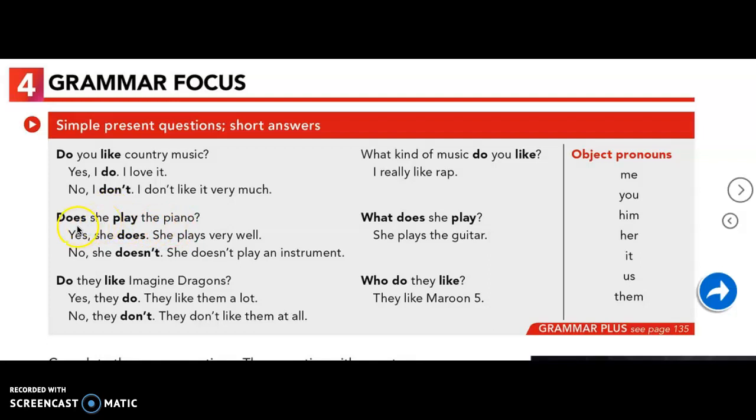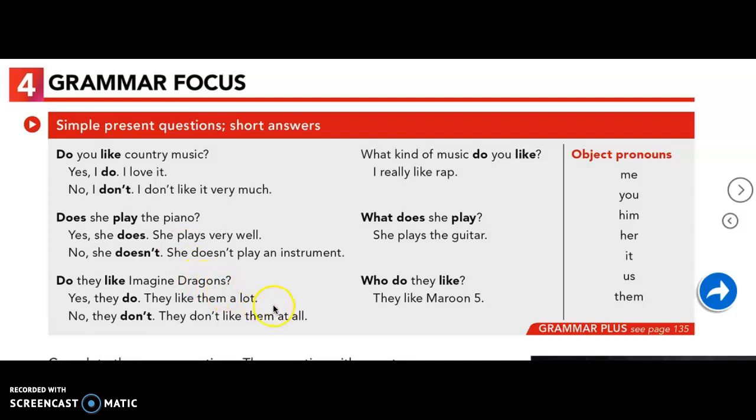We use does, subject, in yes/no questions and short answers with he, she, and it. Just like in the example, does she play the piano? Yes, she does. No, she doesn't. It can be, does he play the piano? Yes, he does. No, he doesn't. As you can see, these short answers are followed by complete sentences that give some extra information.